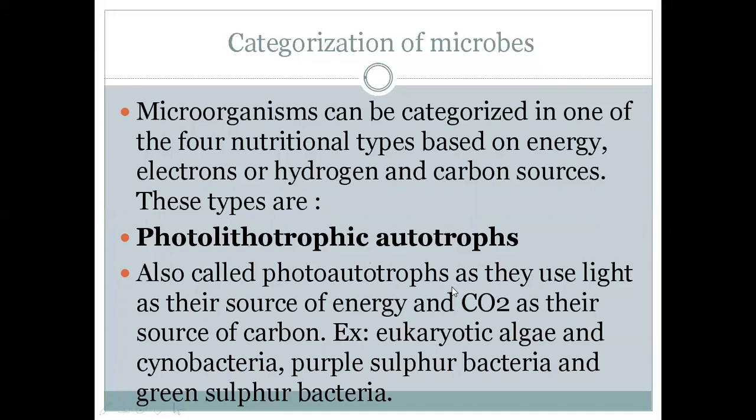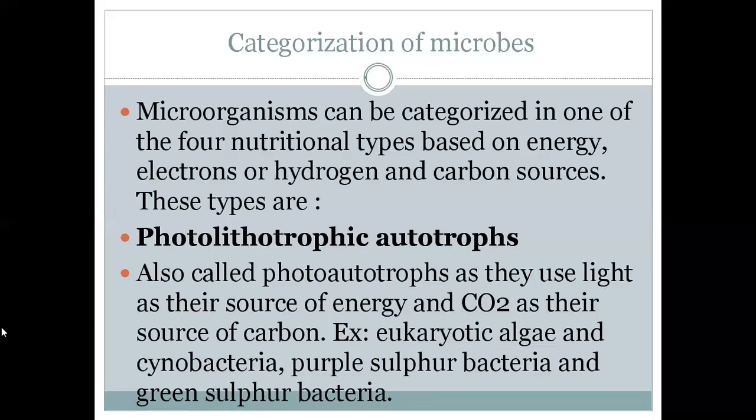As the word photo is in the title, they use light as their energy source, and carbon dioxide as their source of carbon. Examples: eukaryotic algae and cyanobacteria, purple sulfur bacteria, and green sulfur bacteria. In all these organisms, photosynthesis occurs. That is why they are categorized into this category of photolithotrophic autotrophs.